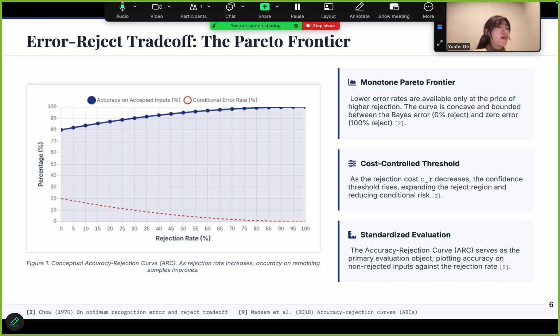And the primary evaluation tool for a classifier with a reject option is the accuracy rejection curve, or ARC. It plots accuracy on accepted inputs against rejection rate. A good rejection mechanism should make accuracy improve smoothly and sharply as you reject more. That curve summarizes the overall quality of the rejection system.